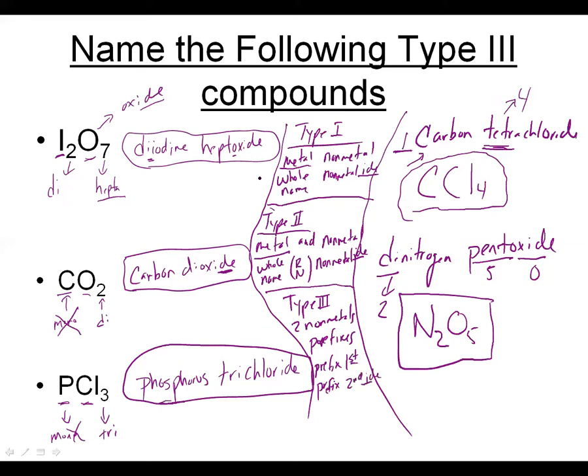So none of these switch over. So type 1: no Roman numerals, no prefixes. Type 2 should have Roman numerals, no prefixes. And type 3 is the one where we use our prefixes. So if you find yourself using a prefix and a Roman numeral together, you should just mark it wrong yourself, because it is going to be wrong. They never are together. You only use them separately in each of these situations. Any questions on any type of naming or anything like that?